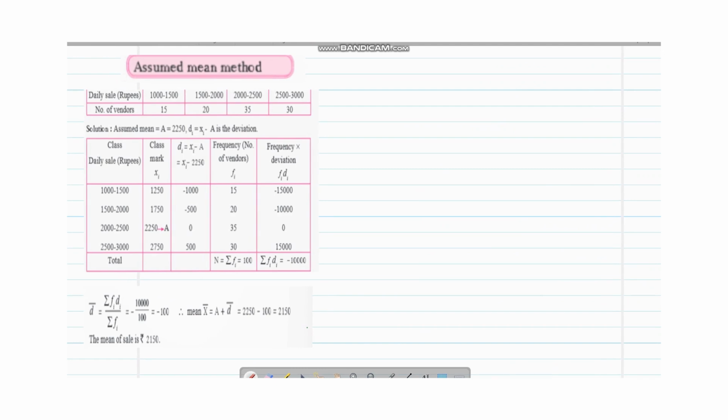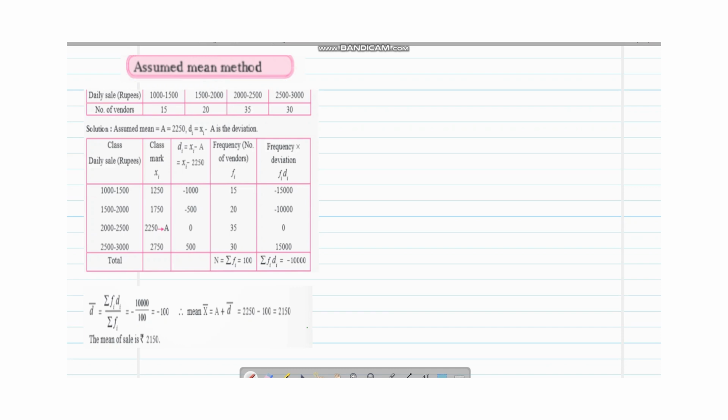Okay, so in assume mean method we are going to assume one class mark as assume mean. Then we are going to subtract that assume mean from other class marks, and then that column will be multiplied by the frequency and we will get our frequency deviation column. So basically here you have 1000 to 1500, 15 number of vendors, 1500 to 2000, 20 vendors, 2000 to 2500, 35 vendors, and 2500 to 3000, 30 vendors.